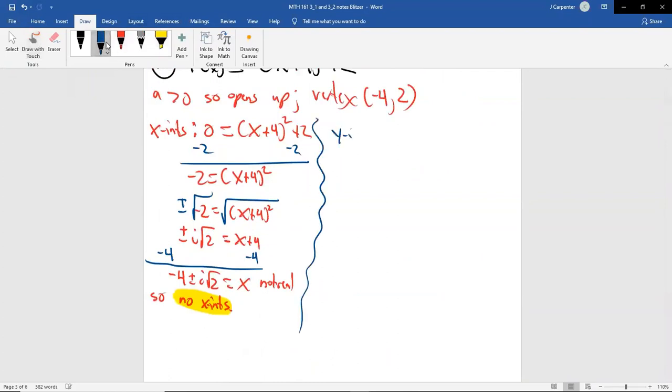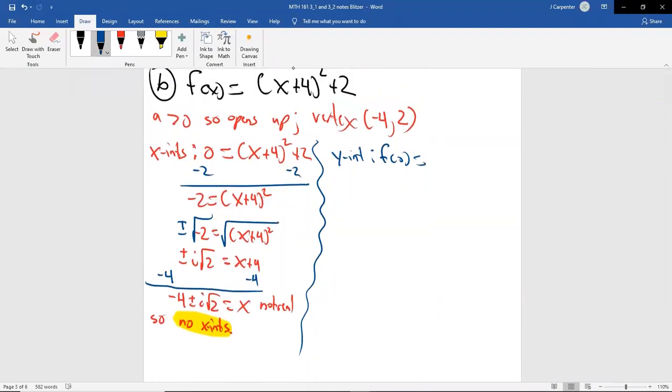Let's do the y-intercept, which is where we do f of 0. So now, here's our function. We just make the x 0. So that's 0 plus 4 being squared, and then a plus 2. Well, that's 4 squared plus 2, which is 16 plus 2, which is 18. So we get the point 0, 18 as our y-intercept.